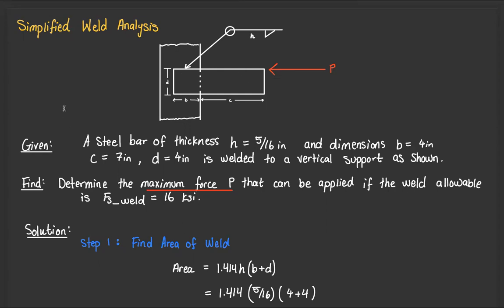So moving on, let's read out our problem statement. So what is given? A steel bar of thickness h equals 5/16 inches and dimension b equals 4 inches, c 7 inches, d 4 inches is welded to a vertical support as shown. Find: determine the maximum force P that can be applied if the weld allowable is 16 ksi.